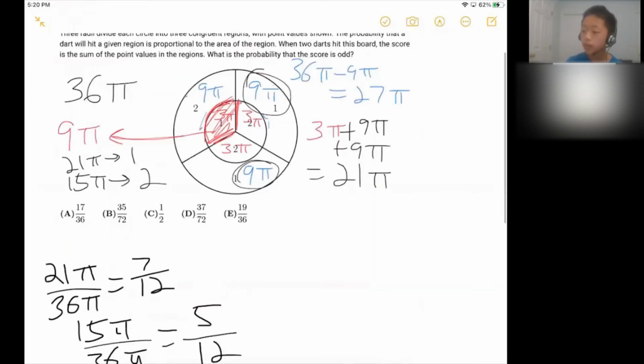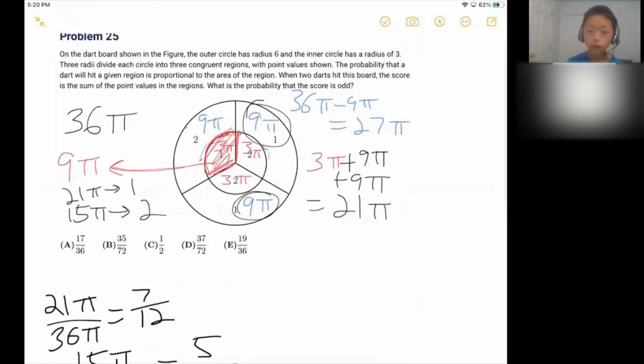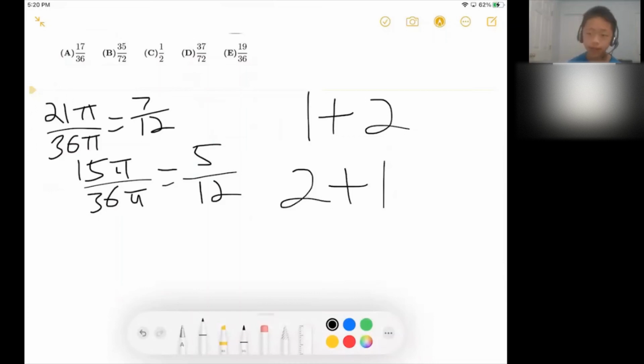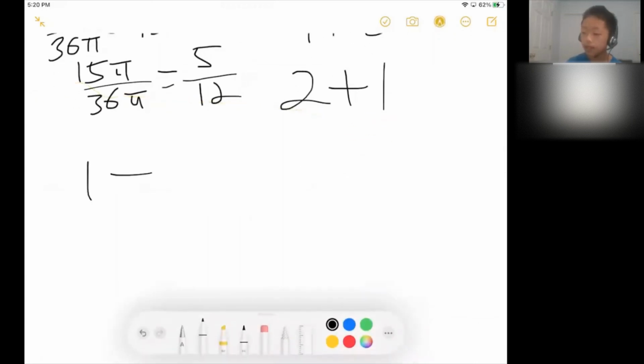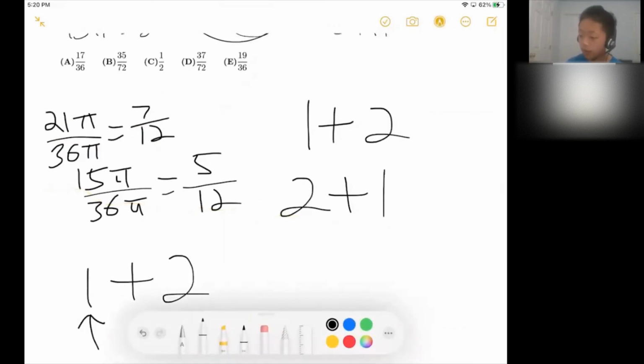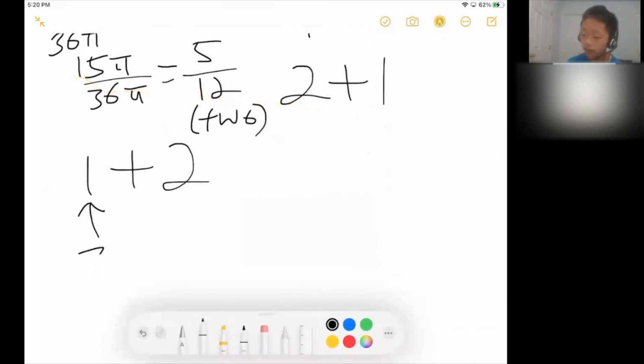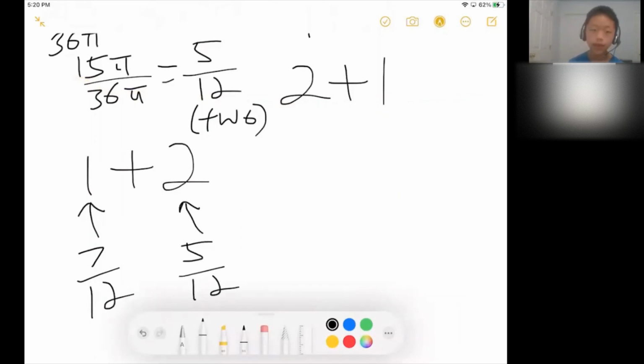So in the question, we want to know the probability that the score is odd. In order for the sum of the 2 numbers to be odd, we must have either the first number be 1 and the second number be 2, or the first number be 2 and the second number be 1, right? These are the only 2 ways to throw the darts so that we get an odd sum. So let's say we had 1 plus 2. The probability of hitting a 1 is 7/12, and the probability of hitting a 2 is 5/12. To find the probability that you hit a 1 and a 2, we can multiply these 2 together since they're independent events.